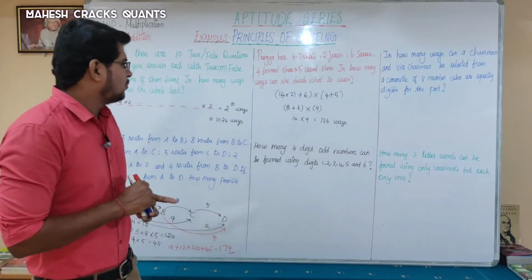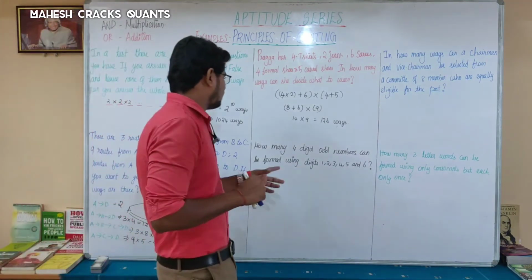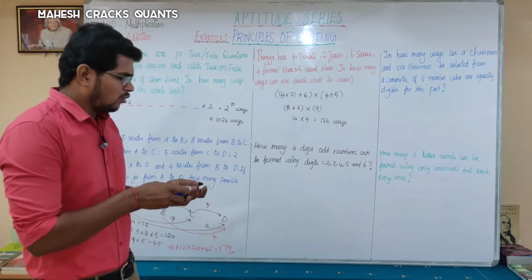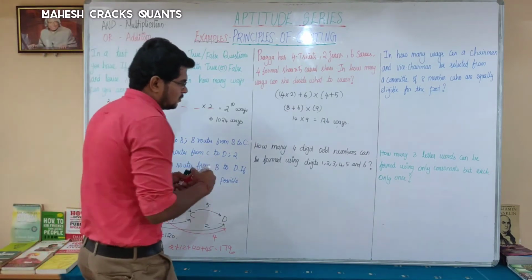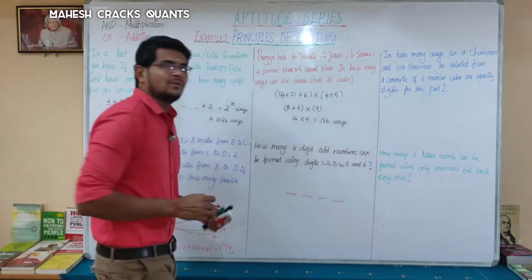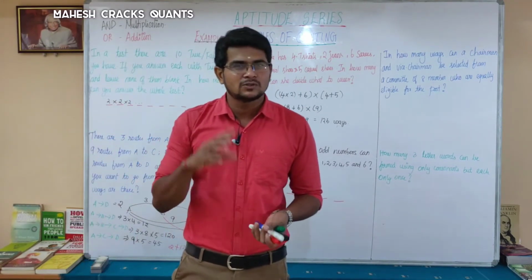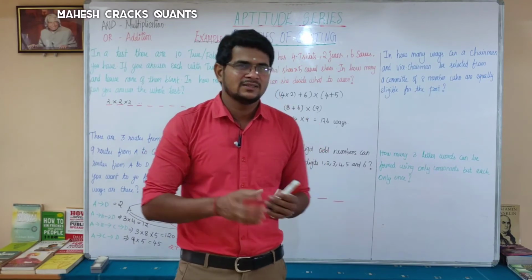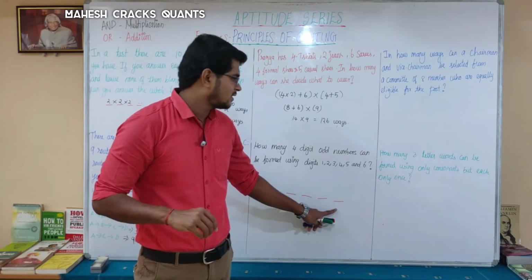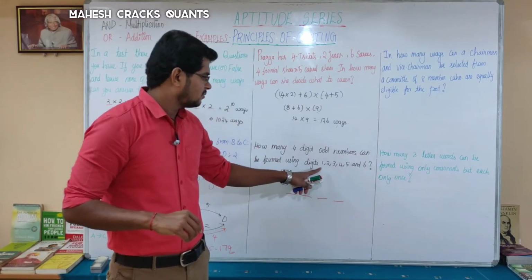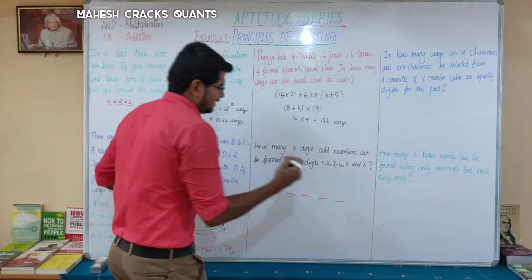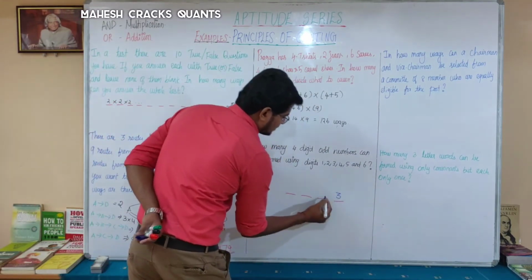Next question is, how many 4-digit odd numbers can be formed using the digits 1, 2, 3, 4, 5 and 6? 4-digit odd numbers. So there are 4 digits. What is an odd number? An odd number should have the last digit as odd. So this digit can be placed with how many choices? How many odd digits are there? 1, 3 and 5. There are 3 odd digits. So the final digit can be placed with 3 choices.